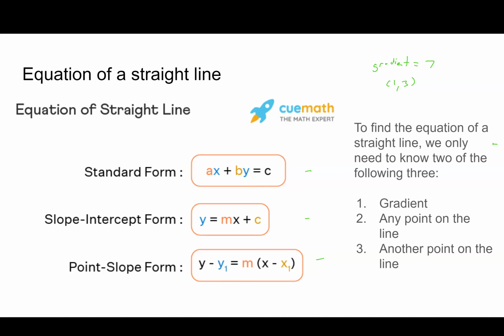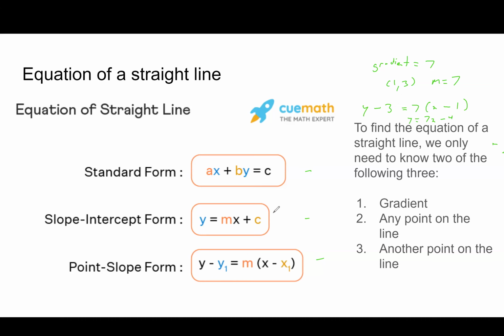Okay, actually I'll just walk through it. If we know that the gradient is 7, then we know that m equals 7. And using point slope form, we usually use this form if we know the gradient and another point. So I substitute my y ordinate, which is 3, so that's my y1, my gradient, which is 7, and then my x1, which is 1. Then I get this equation here, and this basically simplifies to y equals 7x minus 4.